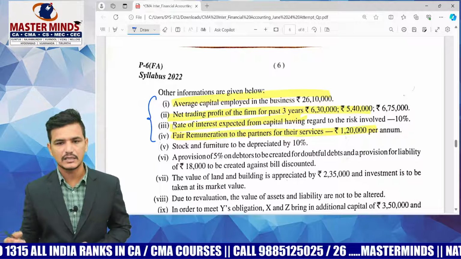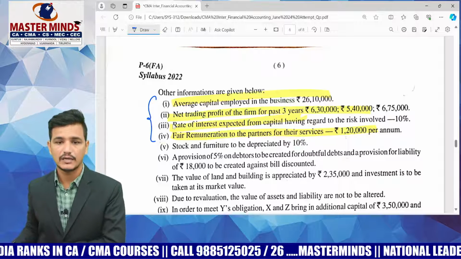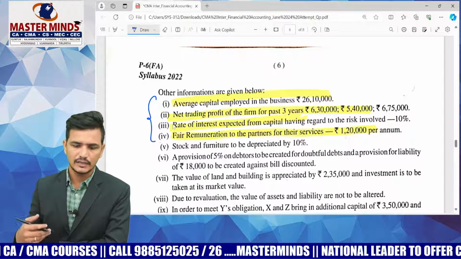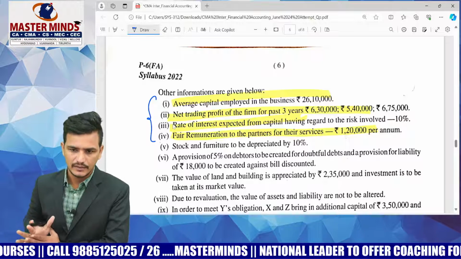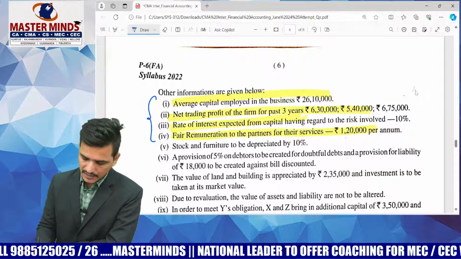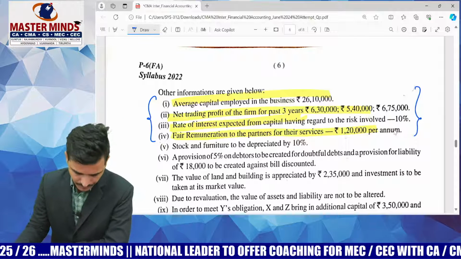So instead of giving the goodwill value directly in the question, they are asking you to calculate the value of goodwill by applying the super profits method. First of all, for solving this question, we should know what the different methods are for valuation of goodwill. This kind of adjustments problem we have already discussed in our marathon session also.